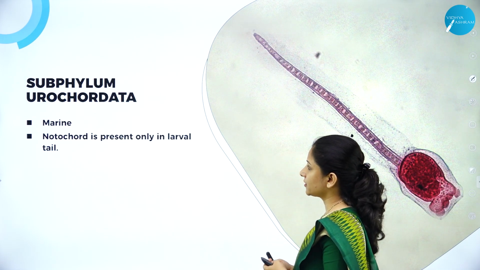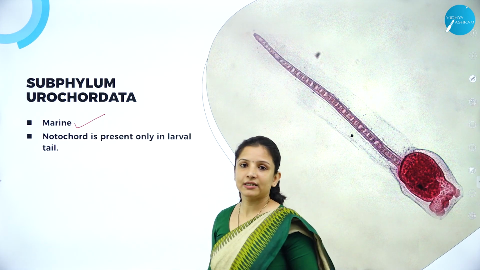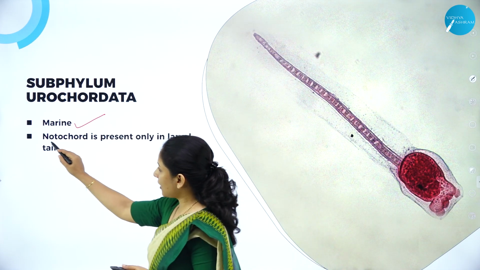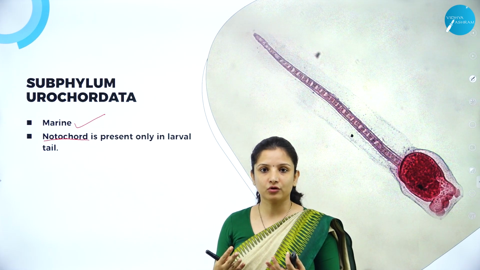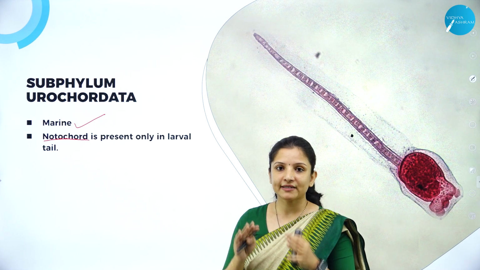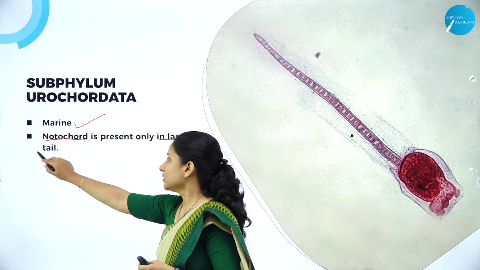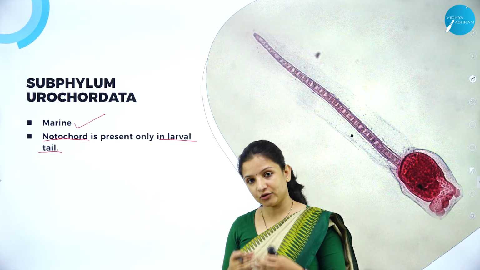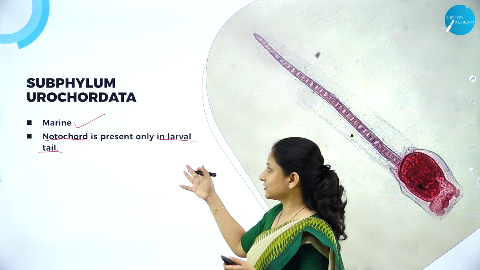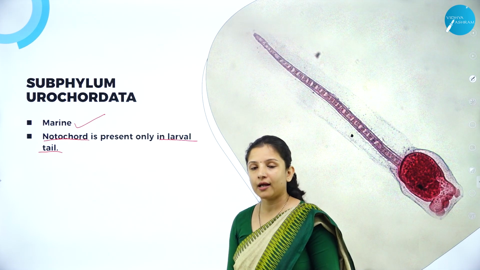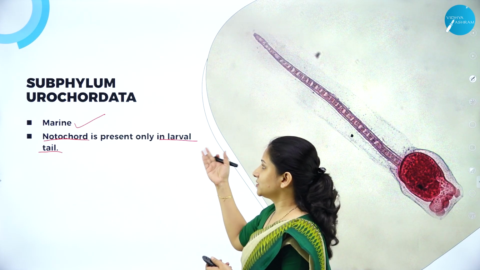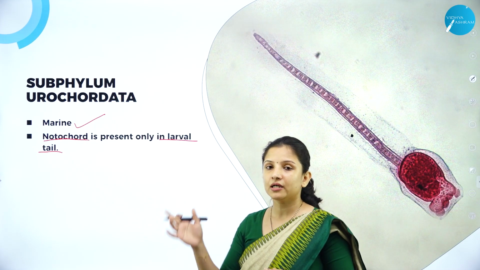So subphylum urochordata. Urochordata are marine organisms. They live in oceans and seas, and they also have a notochord because they come under chordates. Chordates are those organisms which have a notochord, which is present at the dorsal side of the organism. In urochordata, the notochord is present only in the tail of the larva. Only in the larval stage will it be there, in the tail of the larva, and later on it just disappears. Those organisms which have a notochord only in the tail of their larva, which later disappears, are placed under subphylum Urochordata, under phylum Chordata.